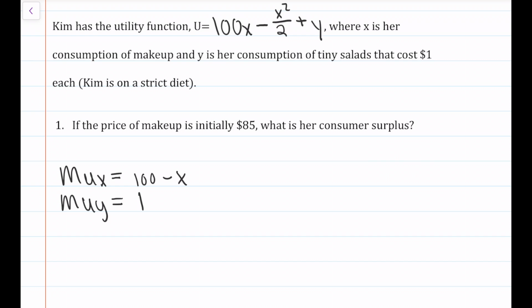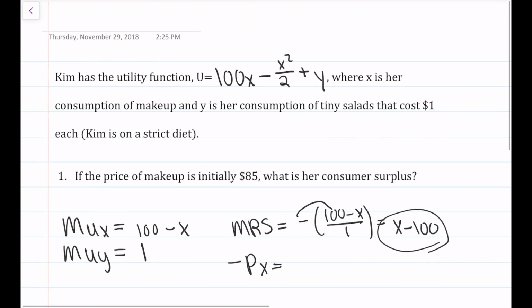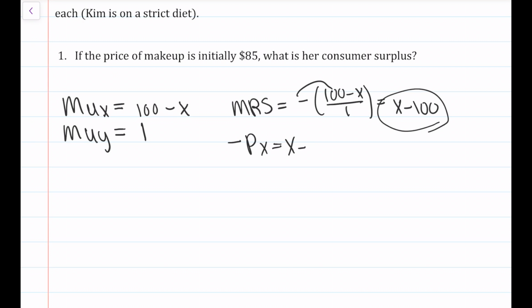Okay, so now that we've found that, our marginal rate of substitution is going to be negative (100 minus x) over 1. We're going to distribute the negative sign, so it's really just going to be x minus 100. Since this is part of our demand function, our demand function is negative p x equals x minus 100.